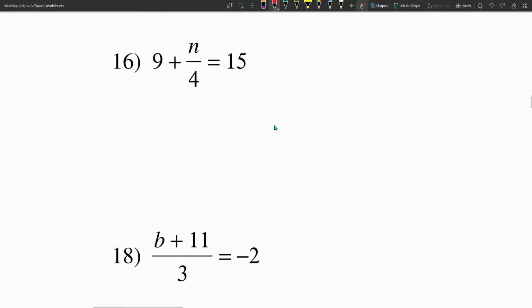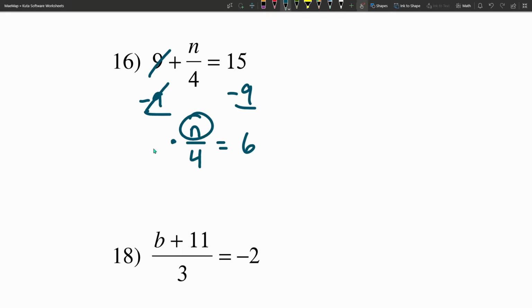In number 16, that 4 is dividing the n, but not the 9. So we're going to start by subtracting 9 from both sides. 9 minus 9 is 0. 0 plus n over 4 is n over 4, and that's equal to 15 minus 9, which is 6. One more step in order to isolate that variable n, multiply by 4. N is going to be equal to 6 times 4, which is 24.